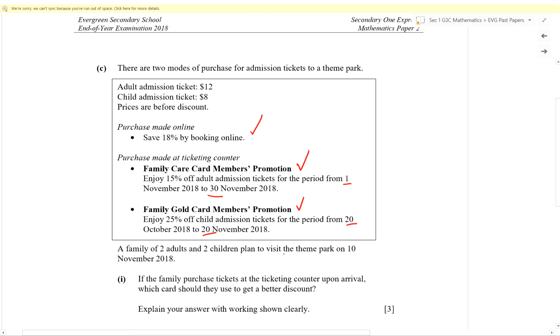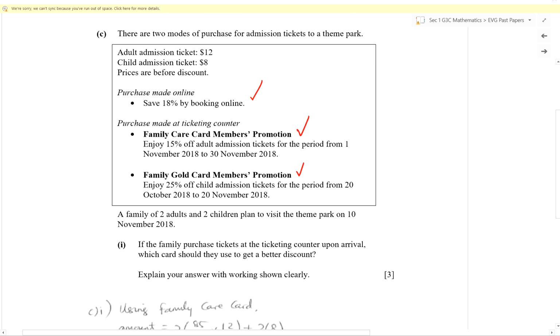Okay, cool. We need to consider so many things. We need to consider 3 different options. So if they buy upon arrival, which card should they use? Okay, so we're not interested in paying online already. Explain your answer with working shown clearly. Don't be afraid of this question. You treat it as though it is happening to you. You have to save the most money. You want to get the best deal. So you will be calculating, oh, if I have the family care card, using the family care card, how much will you be paying?